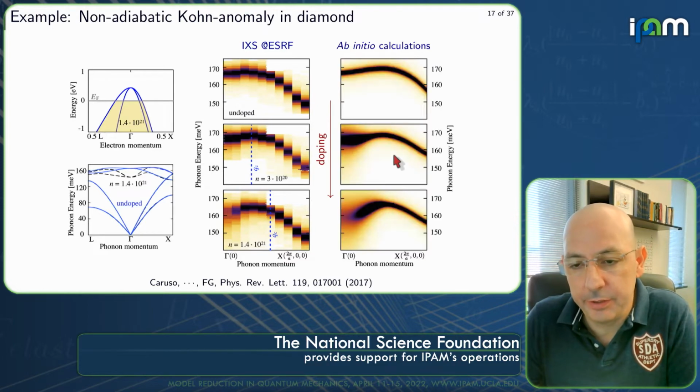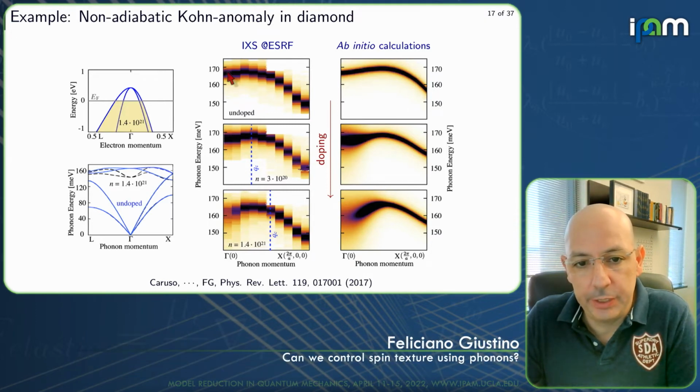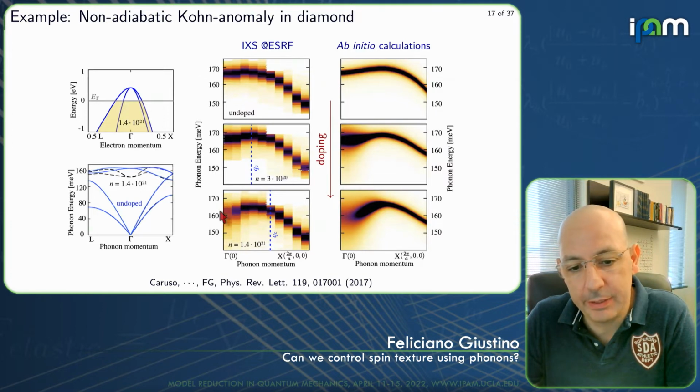And the result in this example looks like this. This is the undoped system in experiment, and this is the corresponding calculation. This is slightly doped, and you see that there is a little bit of softening and broadening of the lines. And the same is happening here in the calculations. And then this is the most highly doped sample, where there's a significant bending, and also a loss of spectral intensity near the center of the Brillouin zone. That's exactly what we see in the calculations. So there is a significant bending and broadening of the phonon lines, and also here we lose signal.